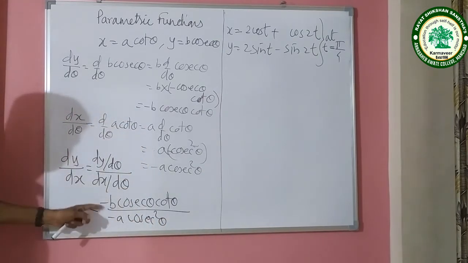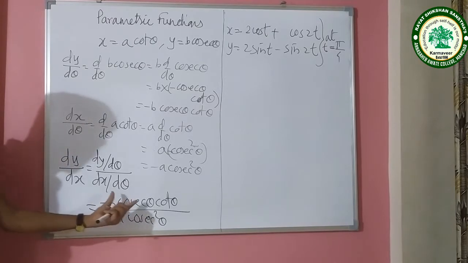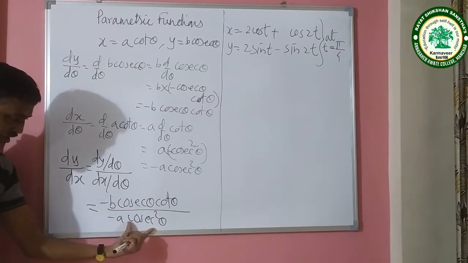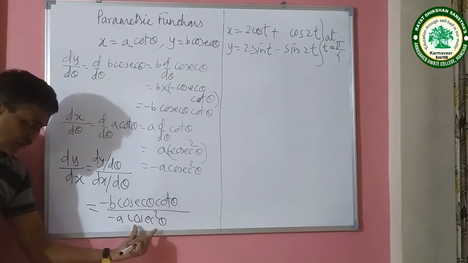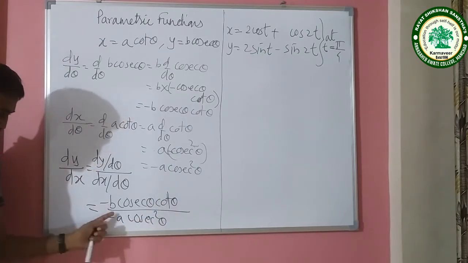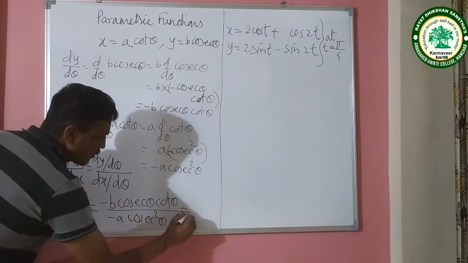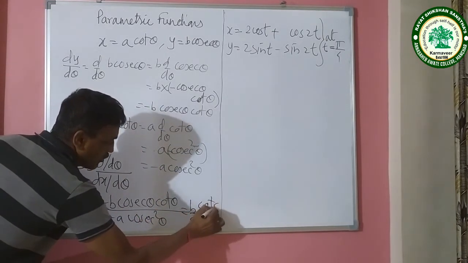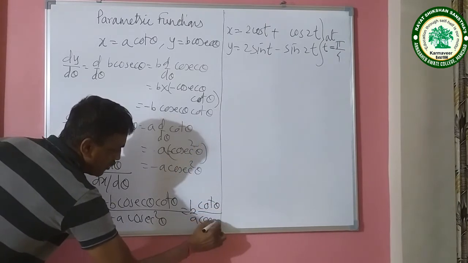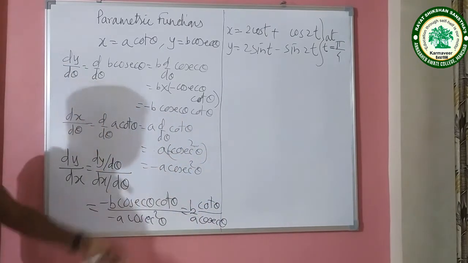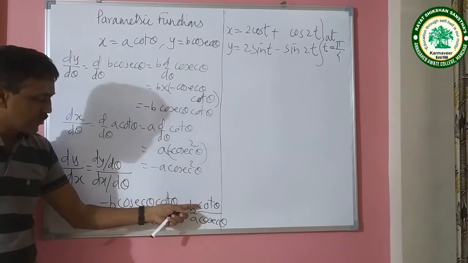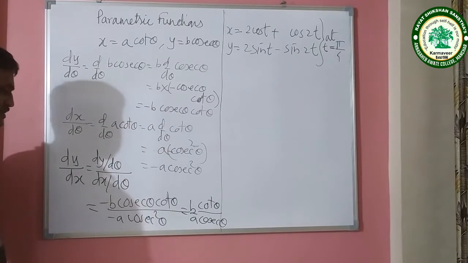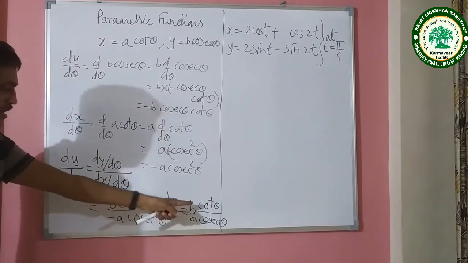So finally it is minus minus plus b upon a. Cosec theta one will cancel with one of these two. What remains? Cot theta upon cosec theta, minus minus plus b upon a. So it is finally b upon a cot theta upon cosec theta. So we can simplify. What is cot? Cos upon sine. What is cosec? 1 upon sine. What remains? b upon a cos theta.